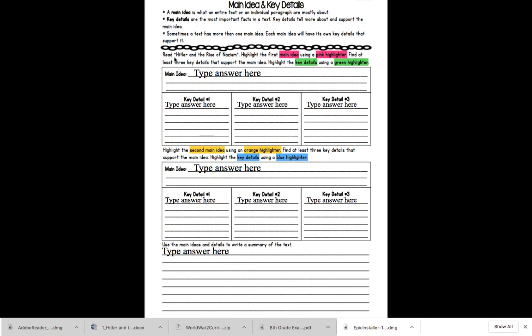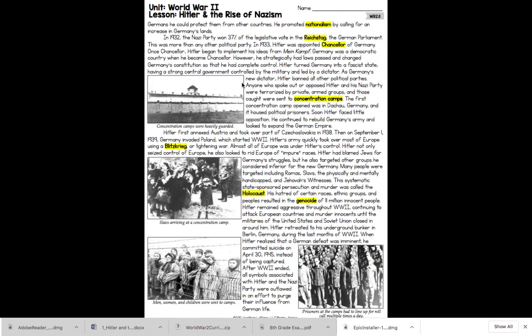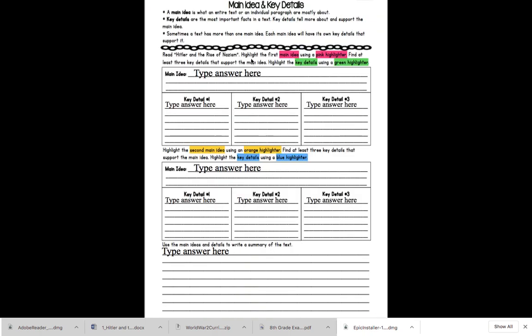So the directions say, read Hitler and the rise of Nazism, which is this text. You need to highlight the first main idea using a pink highlighter. Okay, so just the main idea, the first one that you find. And then find at least 3 details that support that main idea. Highlight those key details using a green highlighter.